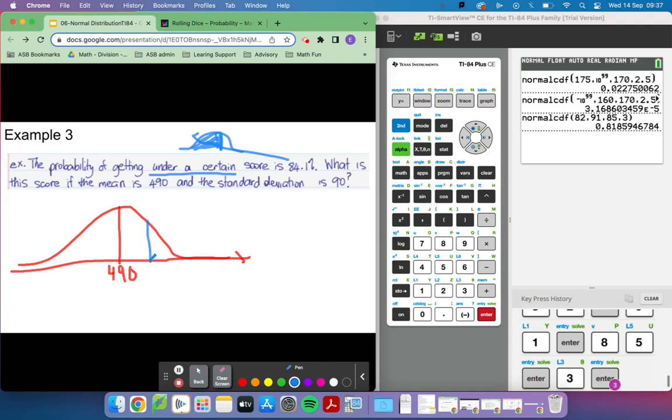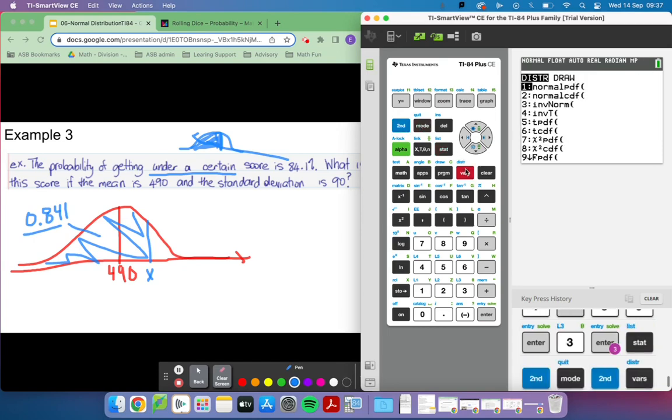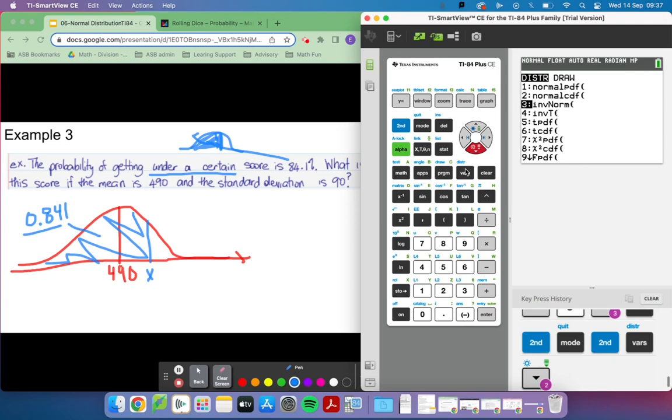So my value I'm looking for, I'm going to call it x. I don't know what it is yet, but I know that this probability is going to be 0.841. So I'm writing the probability as a percentage because in the calculator you're going to need to put the decimal value. Okay, let's see what we can do with our calculators. So we're going to go into second function vars. We're going to go into inverse normal.